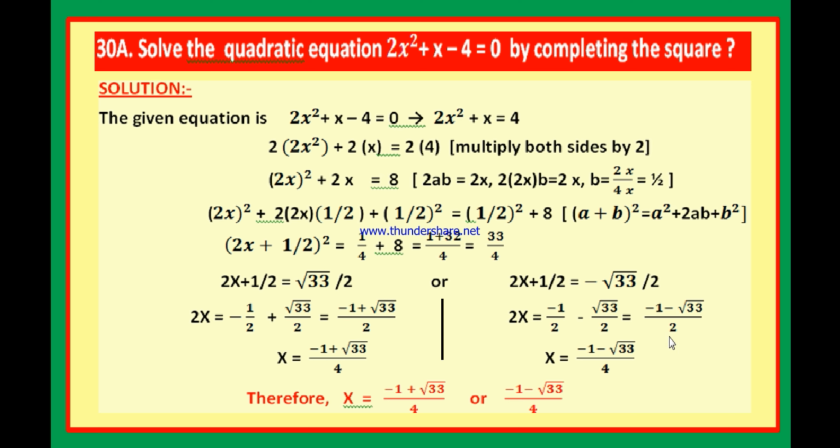For 2 and 2 LCM is 2 and the numerator is minus 1 minus root 33. 2x is equal to this, then x is equal to, take this 2 to denominator, minus 1 minus root 33 by this 2 into 2 is equal to 4. Therefore x value is equal to minus 1 plus root 33 by 4 and second x value is minus 1 minus root 33 by 4.